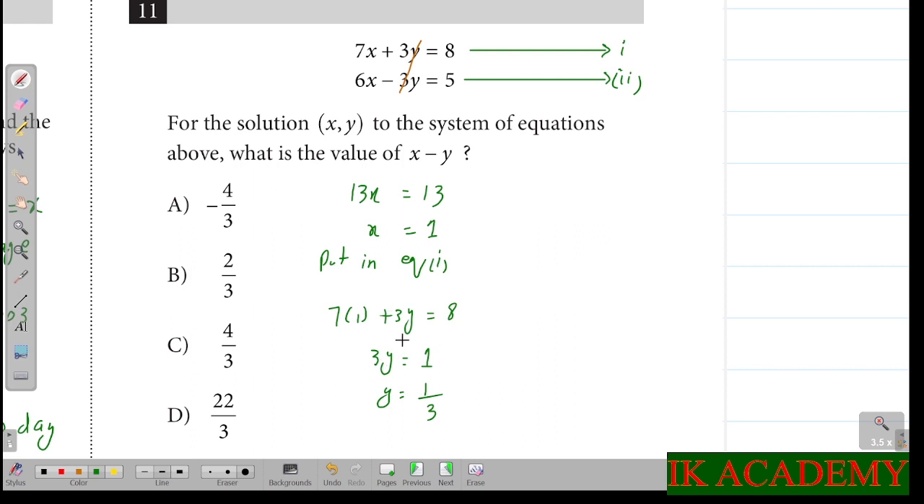So we have got the values of x and y. Now the question was, what is the value of x minus y? So I'm going to find x minus y, where x is equal to 1 and y is equal to 1 by 3. So 1 minus 1 by 3 is equal to 2 by 3, which is option B. So option B is the correct answer.